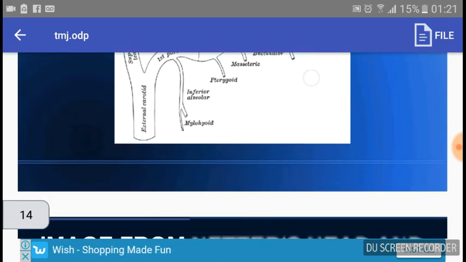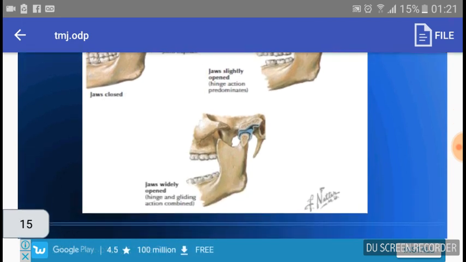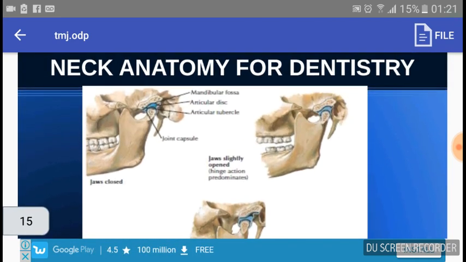What is the innervation of the temporomandibular joint? It's basically the mandibular division of cranial nerve 5. So the auriculotemporal nerve, as well as the masseteric and posterior deep temporal, which are branches of the anterior division of the trigeminal nerve. So the auriculotemporal nerves, as well as the masseteric and posterior deep temporal.